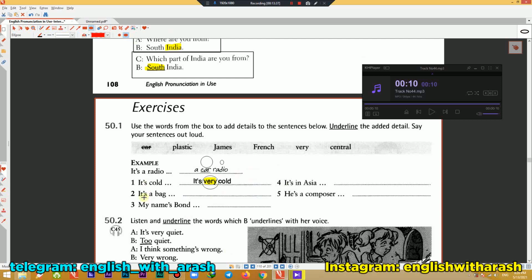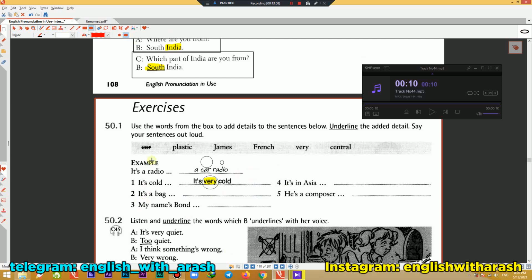You need to bundle up. Bundle up is a good phrasal verb. It means put on warm clothes, right? Put on a hat, put on a jacket, put on a sweater. You need to bundle up. Because why? Because it's very cold.